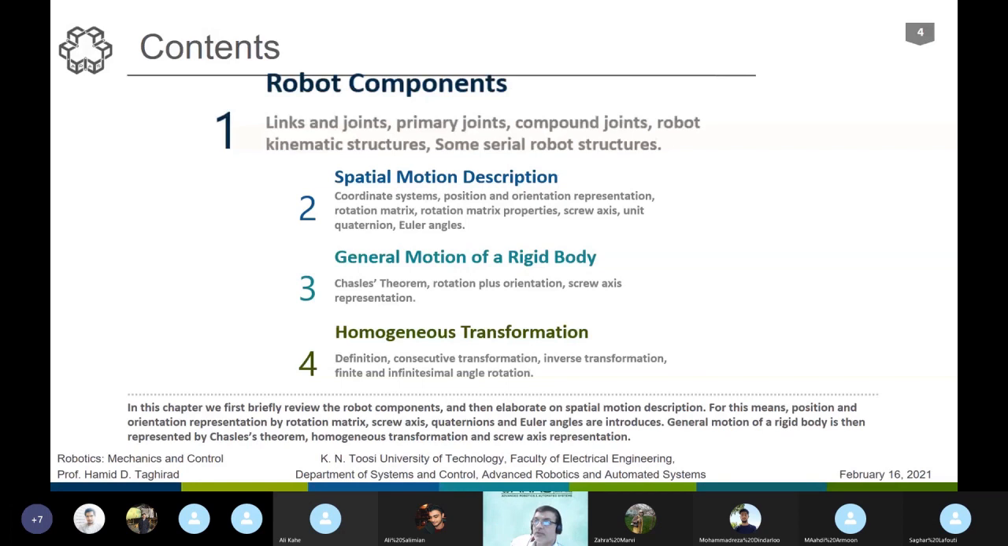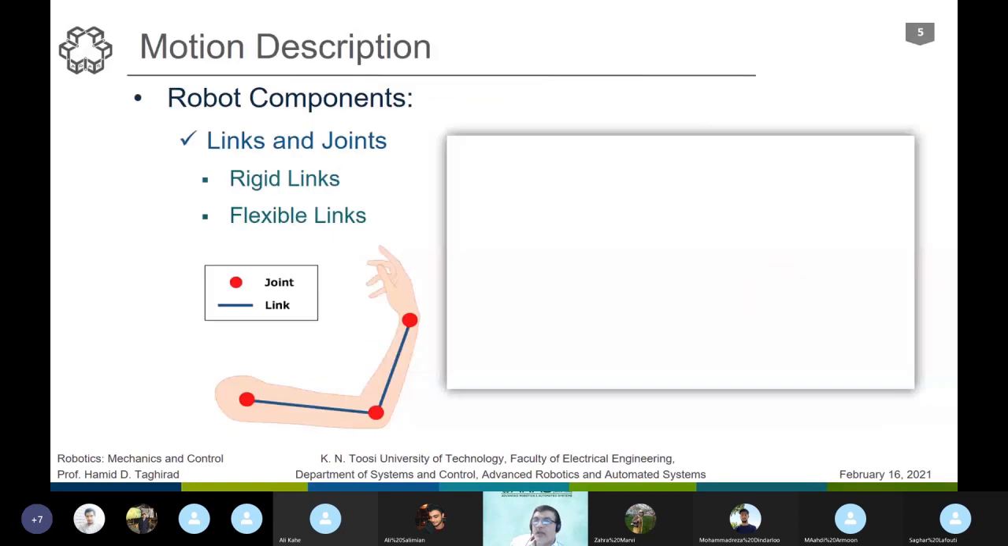Let's start with robot components. A robot is mechanically designed based on joints and links. The joints are the part of the robot that the links can move or rotate about, or translate along. We will show different joints. And the links will provide us with the reachable workspace.